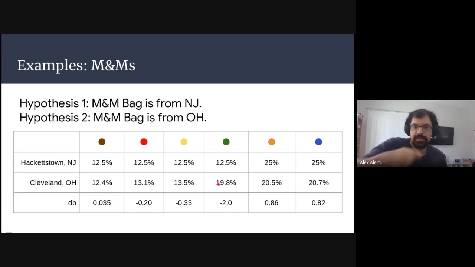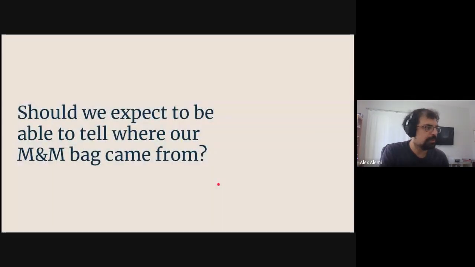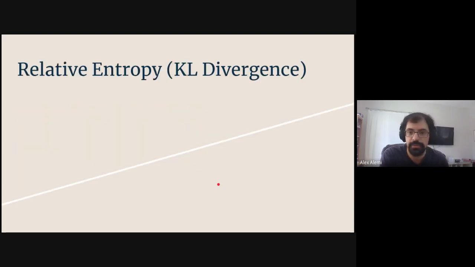And so what I could do is go through each of the M&Ms and accumulate my evidence, moving my belief-o-meter for whether it came from New Jersey or Ohio. But now I could ask a very interesting question: should we expect to be able to tell whether it came from New Jersey or Ohio? In expectation, if I actually had a New Jersey bag, how much evidence am I expected to accumulate in favor of New Jersey against Ohio? Or how much evidence am I likely to accumulate in favor of Ohio versus New Jersey if I actually have an Ohio bag? And that's actually relative entropy, or KL divergence.